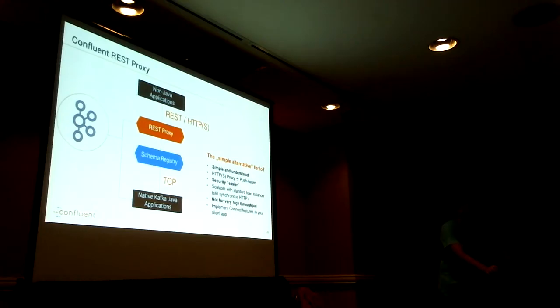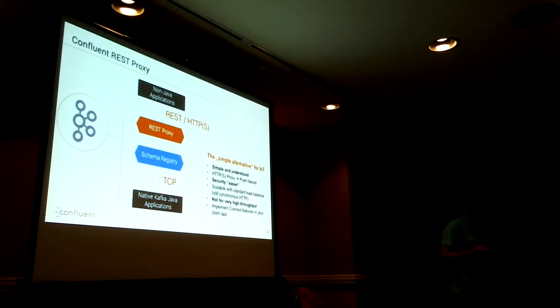The Confluent REST proxy is also on GitHub and it's for free. And you can use that to communicate with Kafka, producer and consumer, using HTTP. The only thing, of course, as it is HTTP, which is a synchronous protocol and does not scale that well, it's not built for the connected car infrastructure for millions of messages.